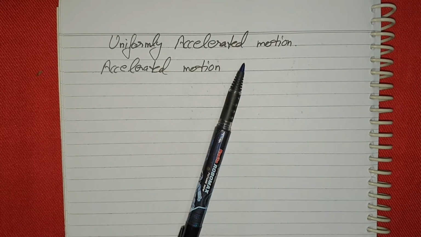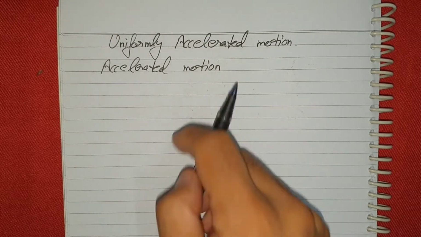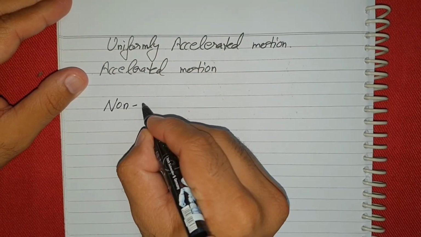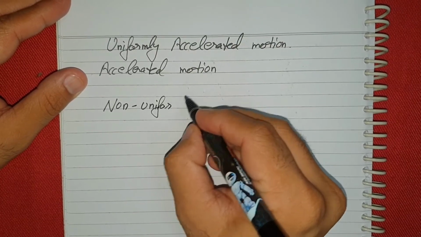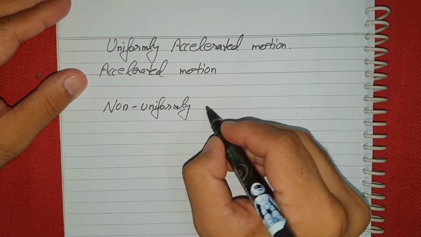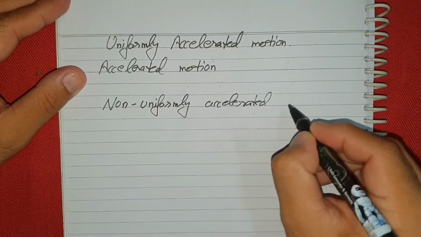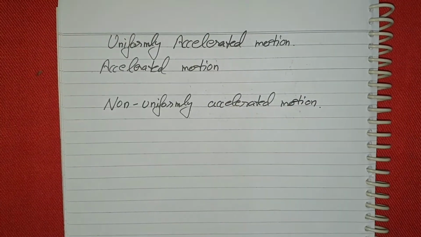Now, if the change in velocity in each unit of time is not constant, the object is said to be moving with variable acceleration. Such a motion is called non-uniformly accelerated motion.